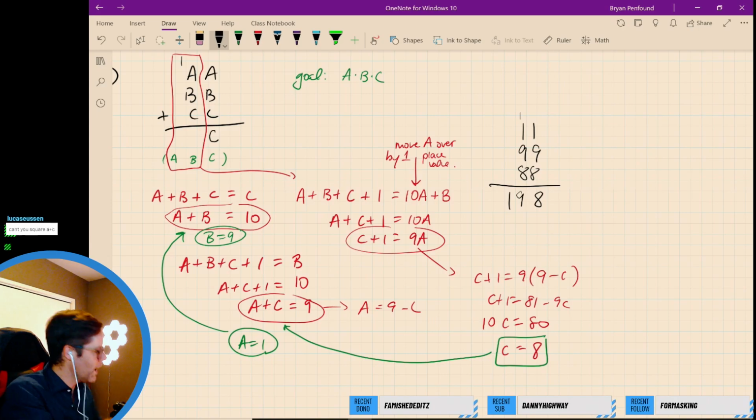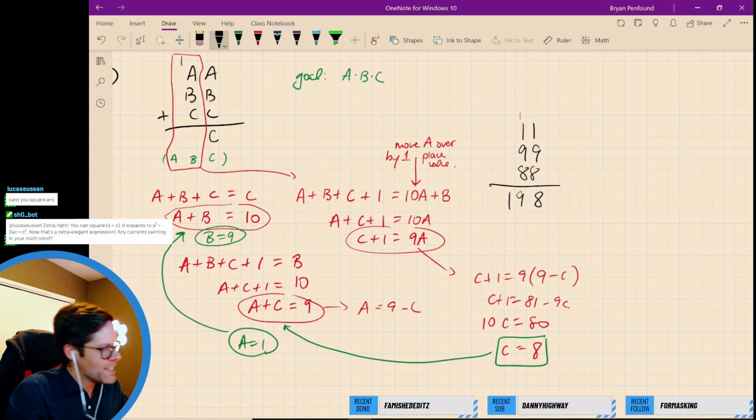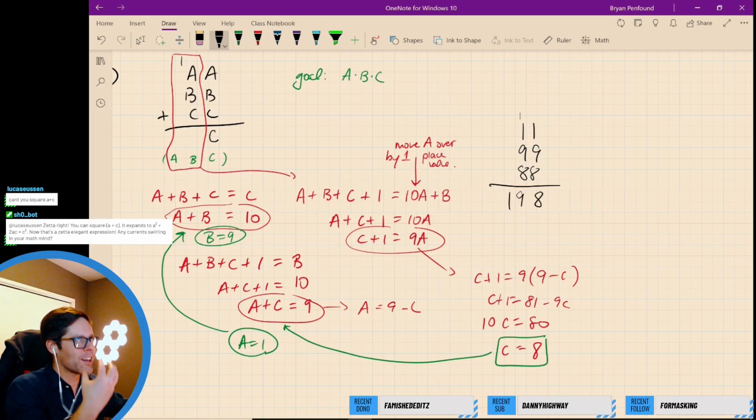I don't know why Automod is going crazy today, but every time somebody types square into chat, Automod's going crazy.